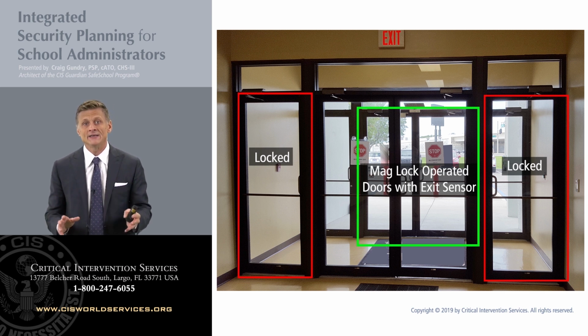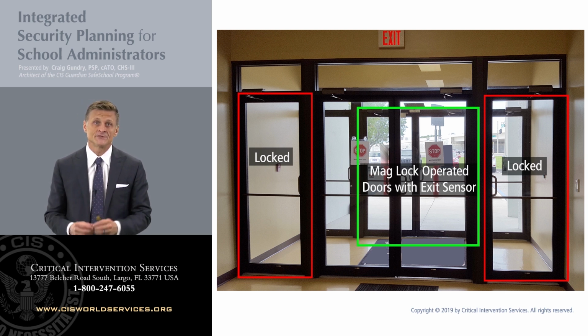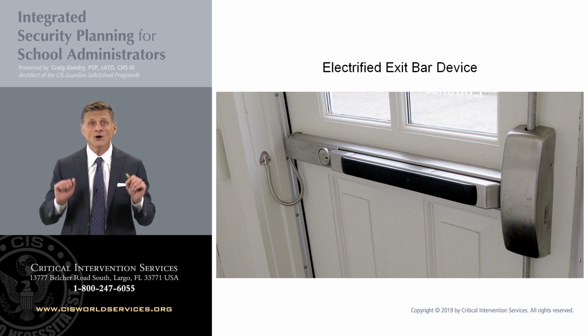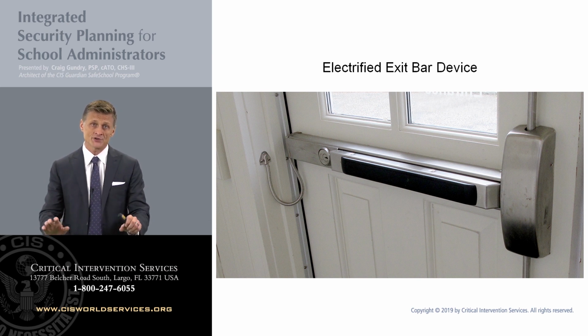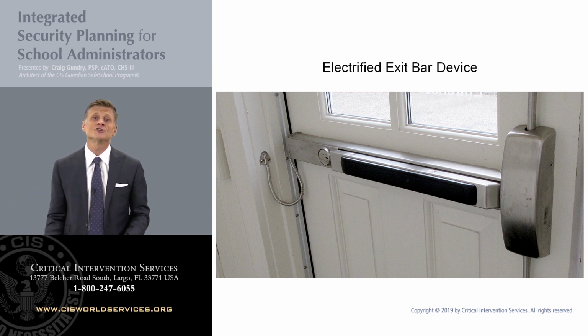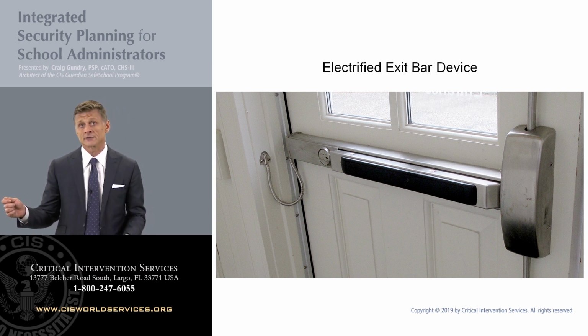Now, what I recommend is utilizing several alternative hardware choices. One is the use of an electrified exit bar device. These function like mechanical exit bars. They can be pushed from the inside, thus they do not have to fail safe during fire alarms, but they can then also be operated by the access control system. So badge readers will then unlock them.